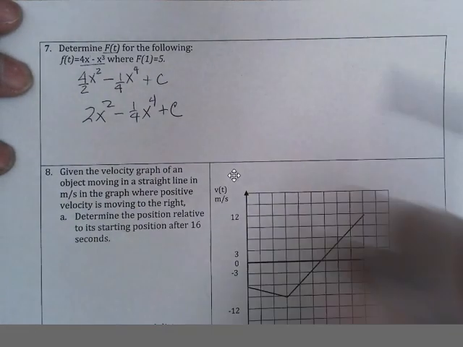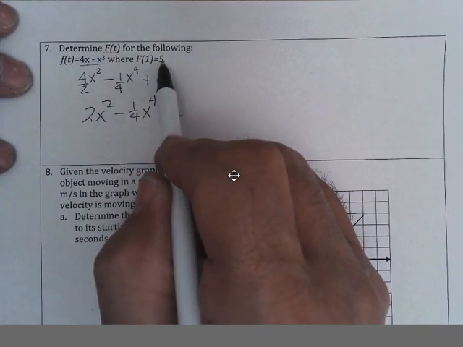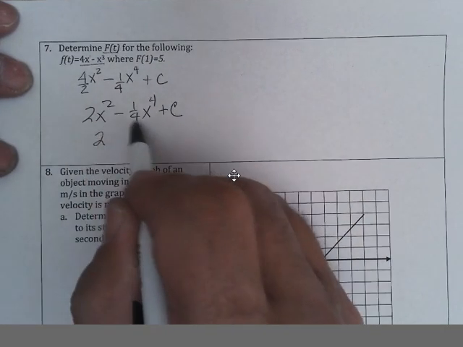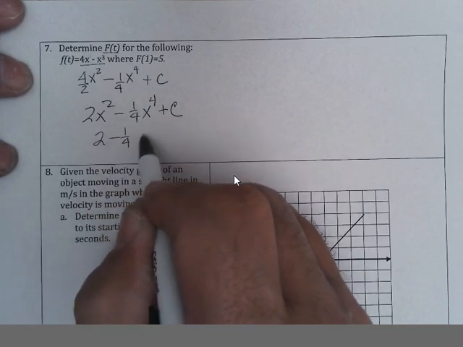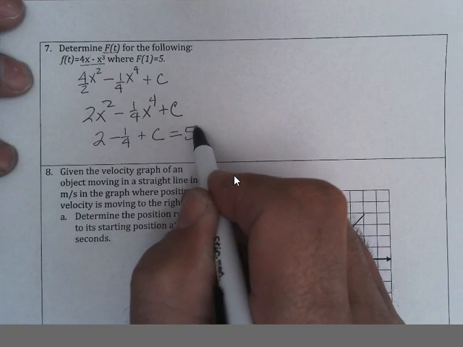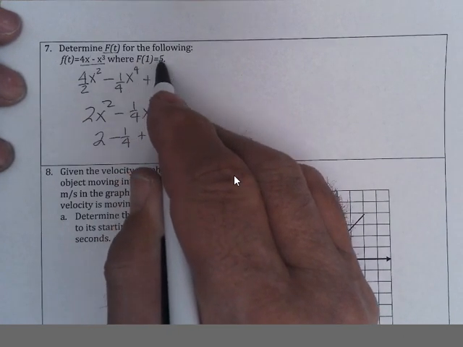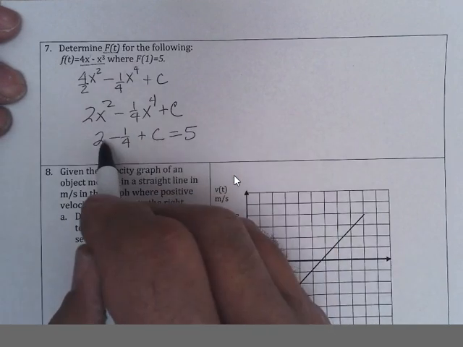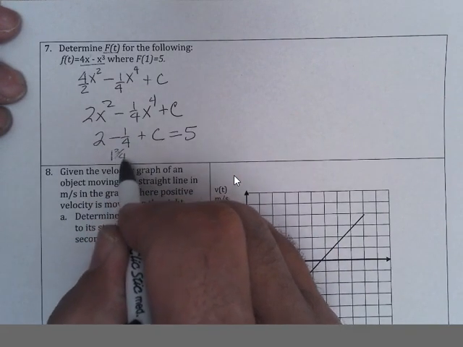And we're supposed to put in 1 and get 5. If I put 1 in here, I get 2. If I put 1 in here, I get minus 1/4 plus c, which is supposed to come out to be 5. The antiderivative evaluated at 1 is supposed to be 5. So we can figure out the c. 2 minus 1/4 is 1 3/4.